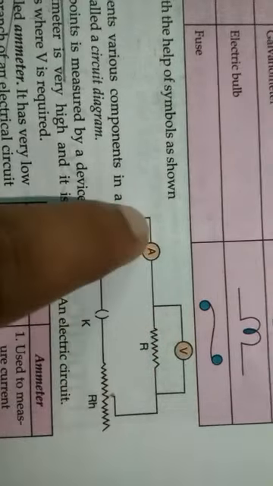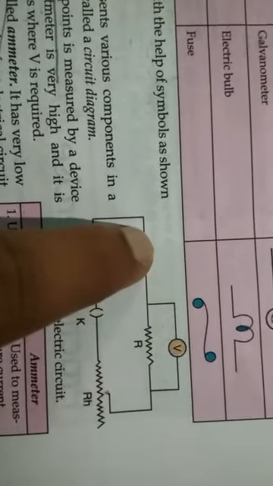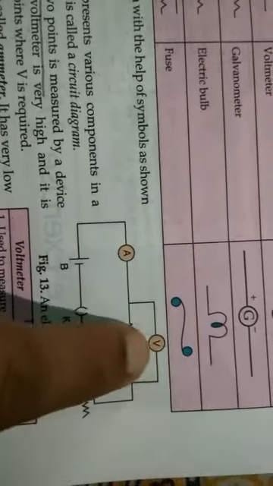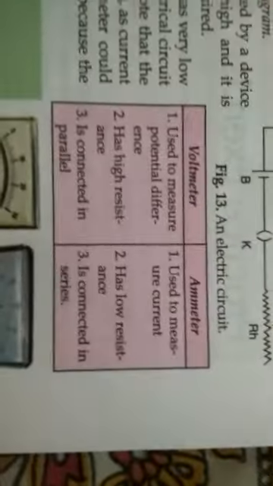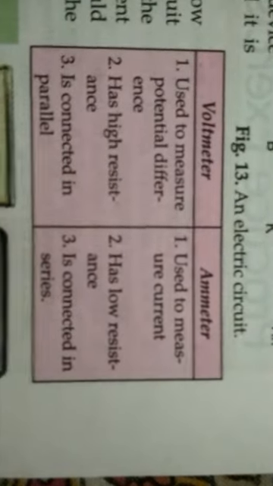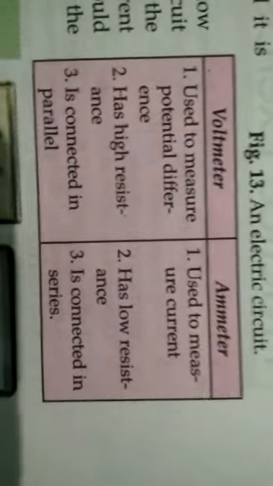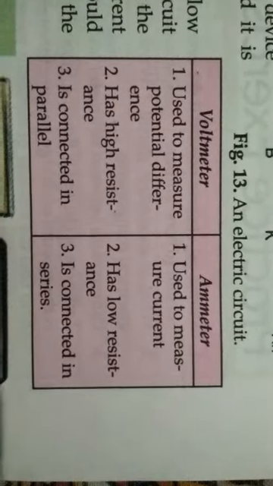Don't be afraid, again I am going to explain what is meant by series combination. Series means side by side, parallel means like this, one above the other, it is called parallel. So see these points, these are the differences between the ammeter and voltmeter. I am going to ask these sentences at the end of the chapter, very important, remember this thing.